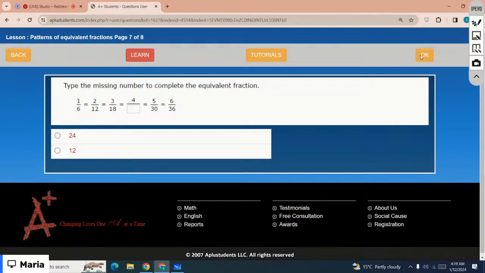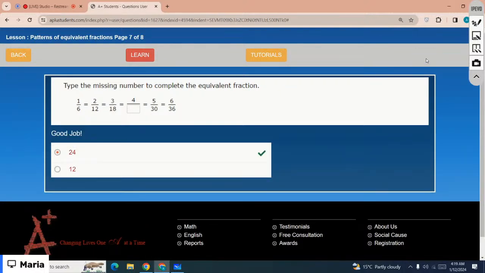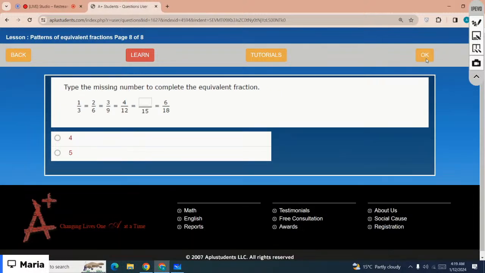Yes, that is 24. The correct option is 24, right? Because you need to multiply by 4. So 4 times 1 is 4 and 4 times 6 is 24. The next one is type the missing number to complete the equivalent fraction. So which number is missing?